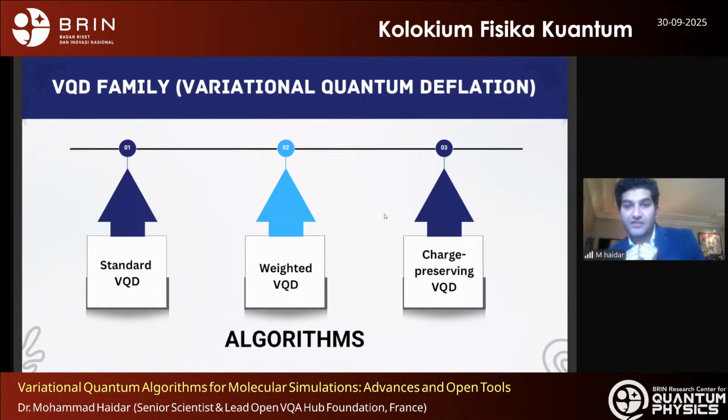Charge preserving VQD also means that in the penalty term, you are going to add, for example, the particle number. If you are working with ions, you have to be careful because you are going to work in the charged regime, and then you have to see if you are in a singlet, doublet, or triplet, and it's also important to add the spin symmetry as well. So not only charge preserving, but you can say you also want symmetry preserving as well.